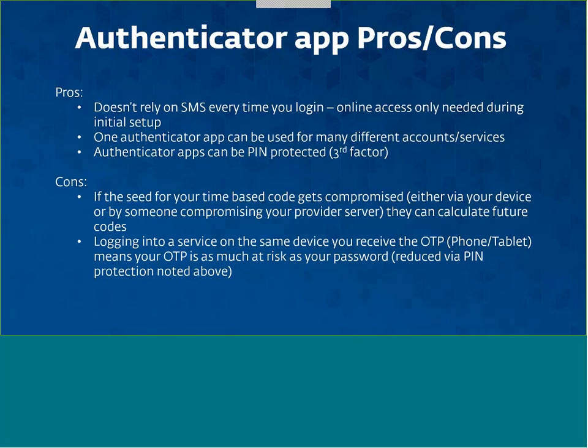On the con side, for the Authenticator apps, obviously, because it's a time-based code, if that seed is compromised, either because your device has been compromised or if your provider's servers get compromised, they can effectively calculate all future codes because it follows a predefined pattern. And then, of course, logging in, again, exactly the same like with SMS, and pretty much for most of the other methods, with the exception of the hardware tokens. If you obviously use the same device that you received the PIN for, or the OTP in the Authenticator app, then again, you run the same risks.